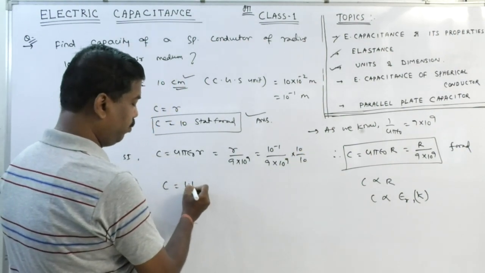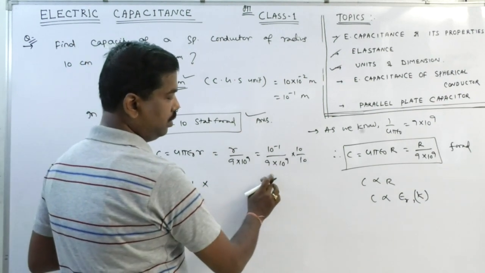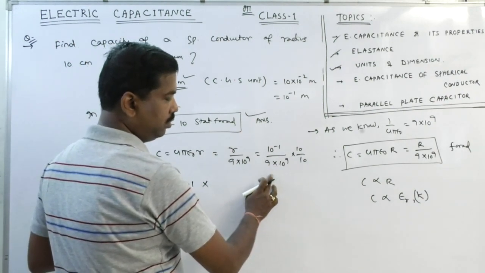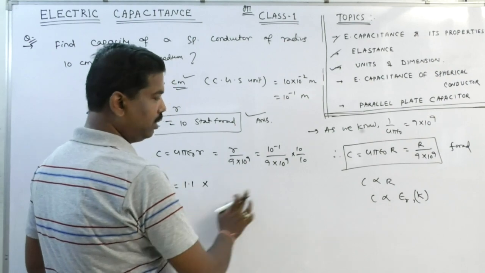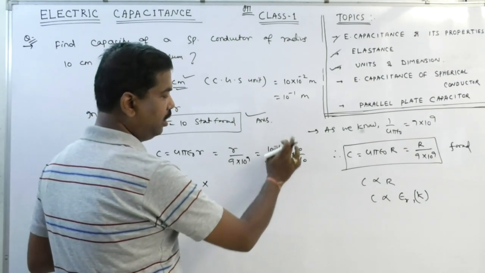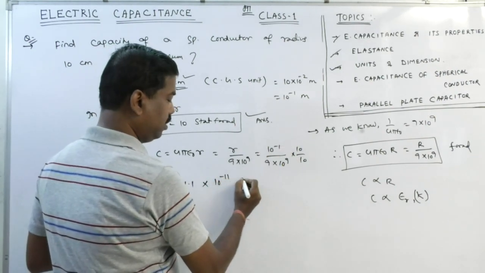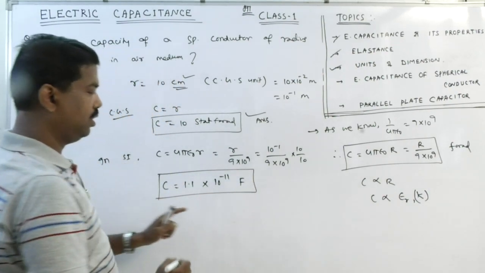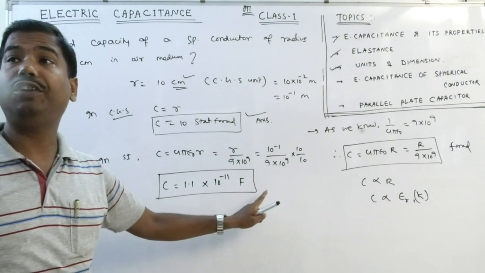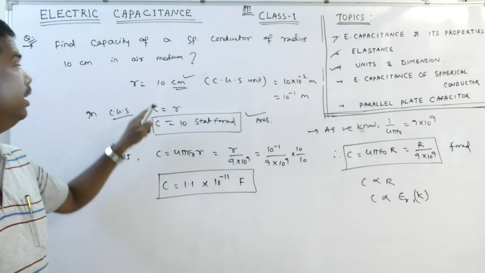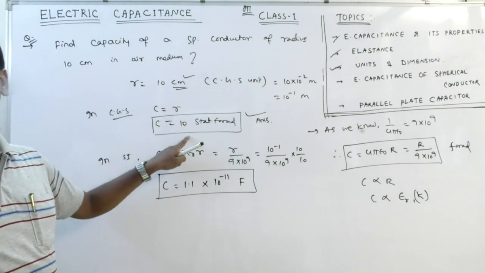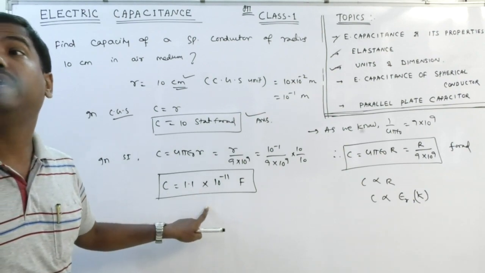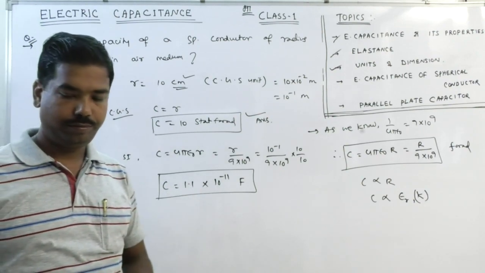So C is equal to 1.1, 10 by 9 means 1.1, 10 to the power 9, 10 to the power 10, so 10 to the power minus 11. F stands for the unit, SI unit, farad. So, this is the value in CGS system, and this is the value in SI system. Clear?